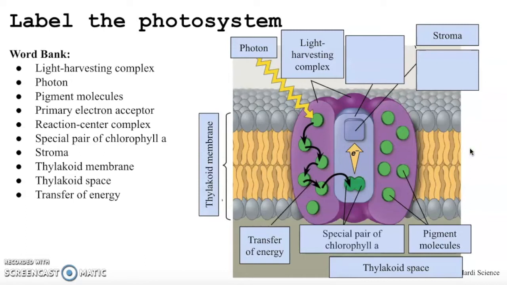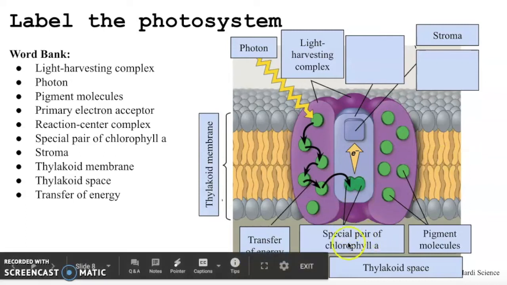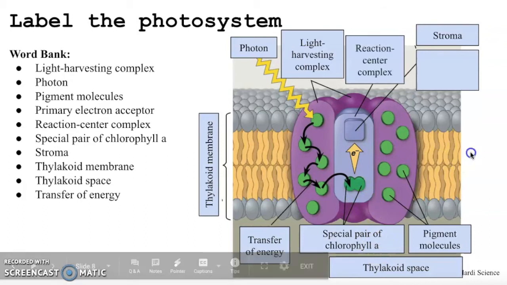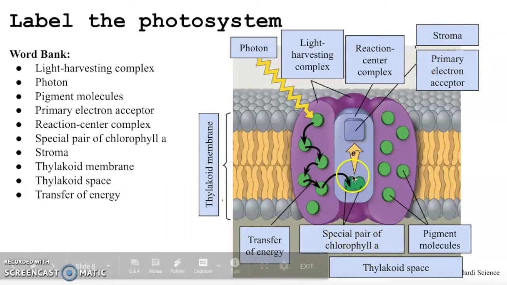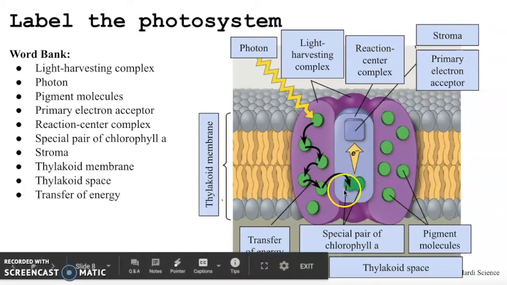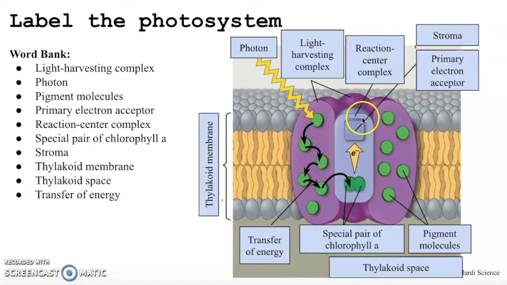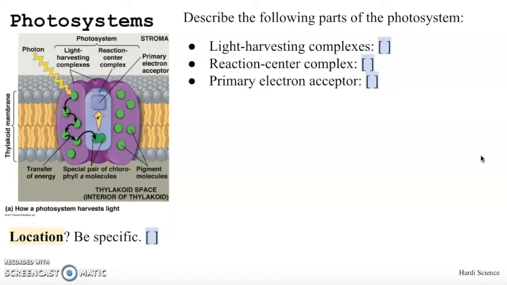Finally, the energy is going to be transferred to a special pair of chlorophyll A molecules that's found inside of the reaction center complex, along with a primary electron acceptor. Once that special pair of chlorophyll A molecules is excited, those electrons are going to jump up to the primary electron acceptor, and then after that, they're going to fall down the electron transport chain.